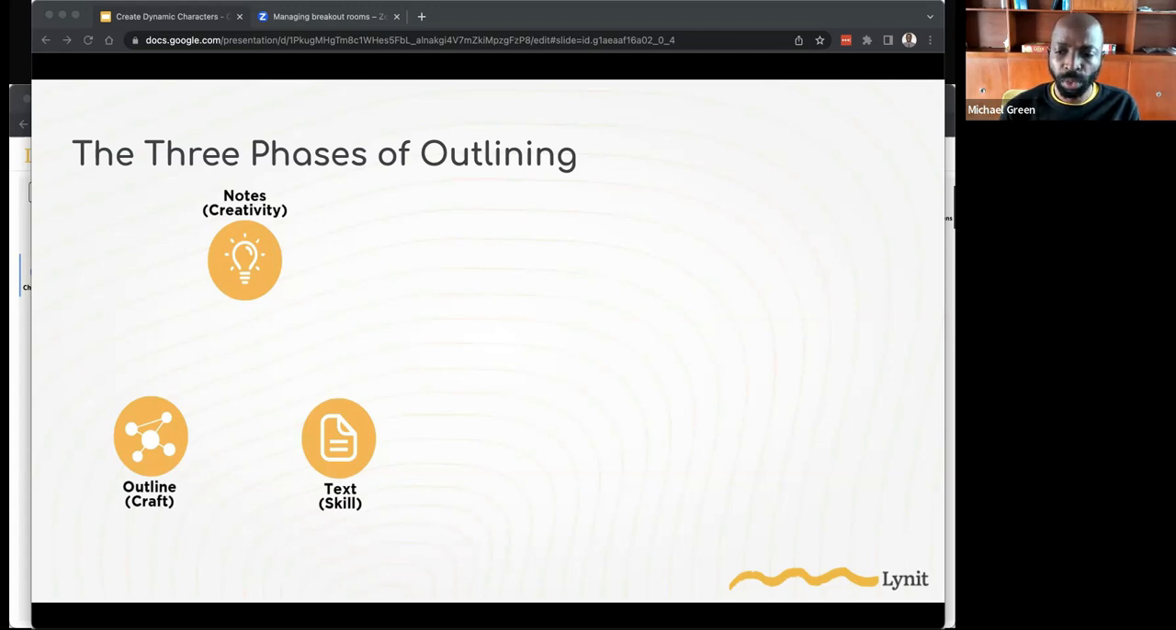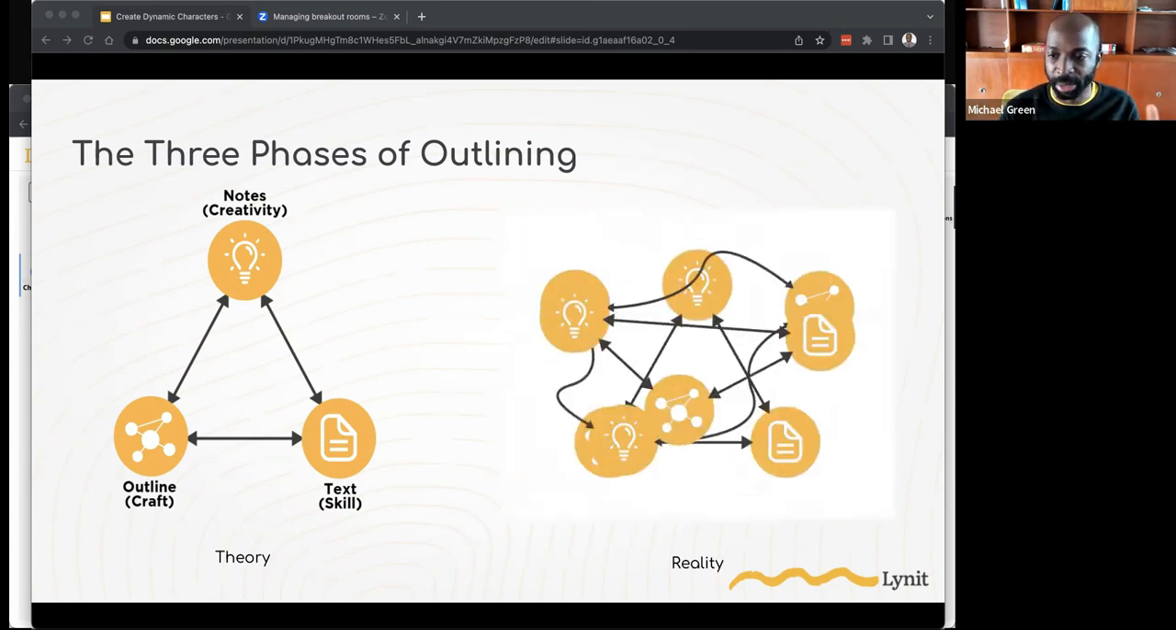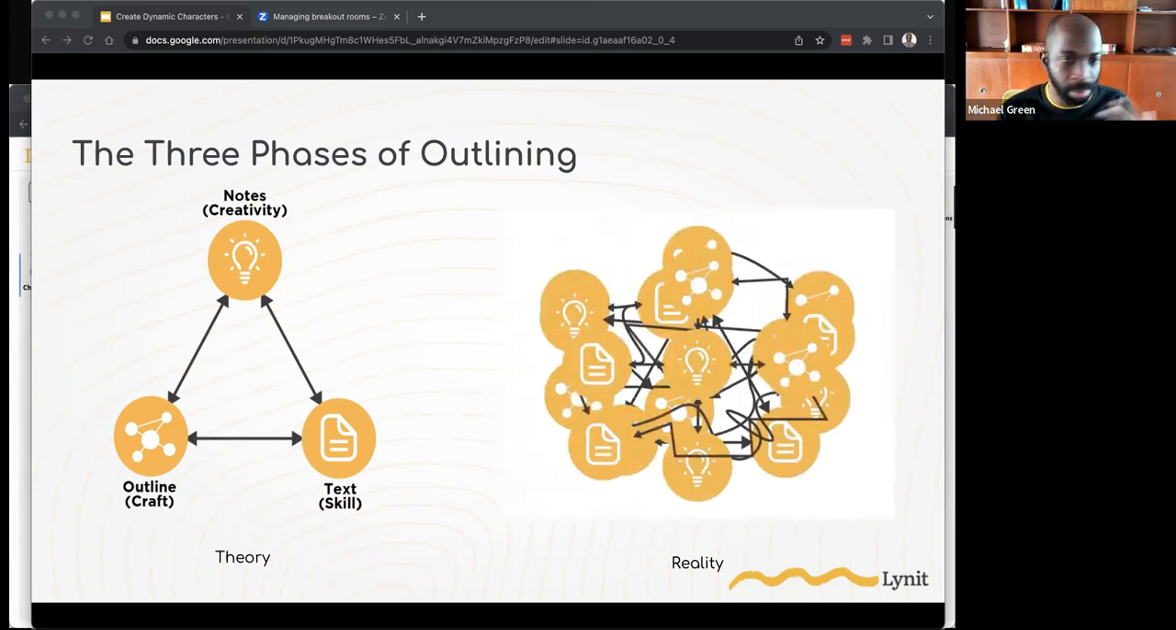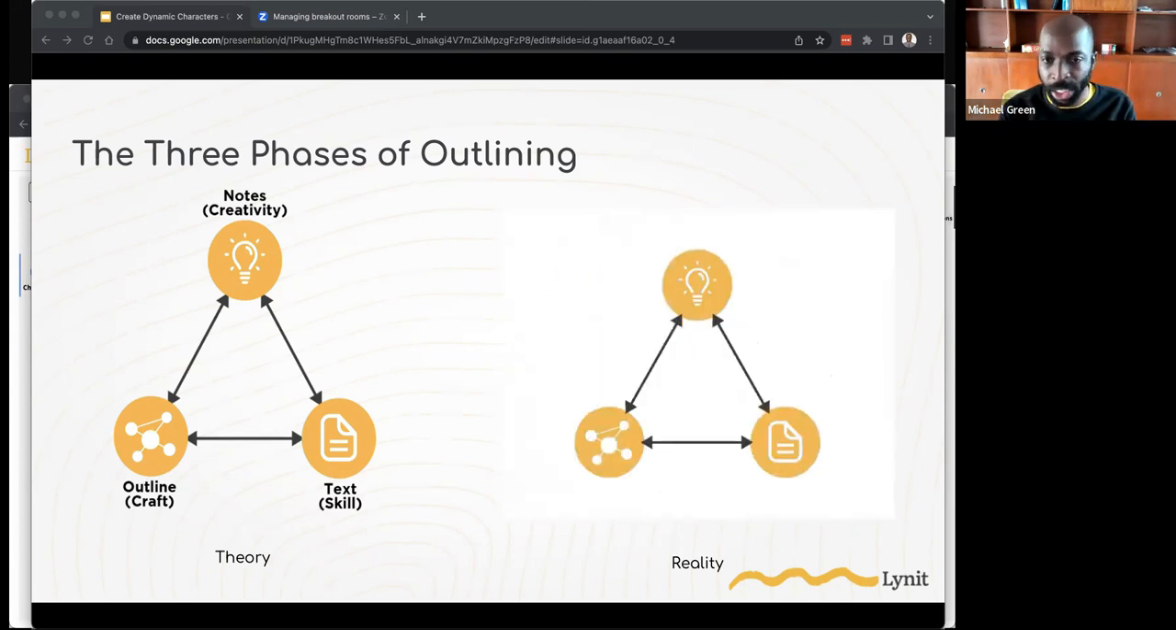And really, when you're outlining, you're going between these three phases. In theory, this is a pretty perfect little process, where you're going from your notes to your outline to your text, and back. But as anyone who has tried to write anything knows, reality is really hectic. You're bouncing around, ideas are coming, you're updating your structure really quickly, and you make changes.